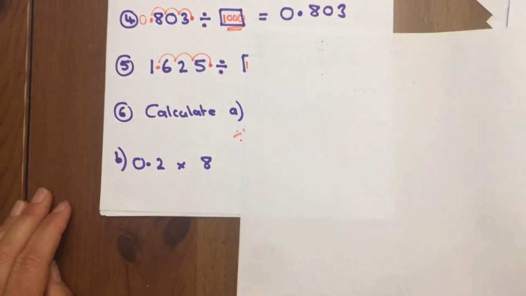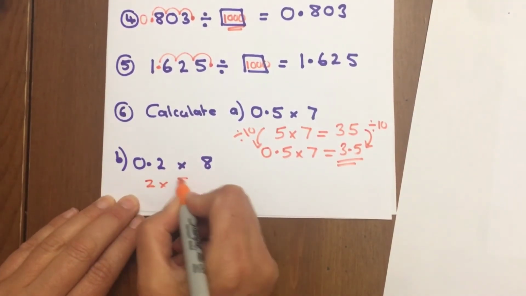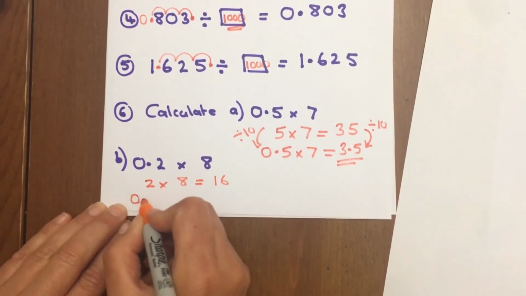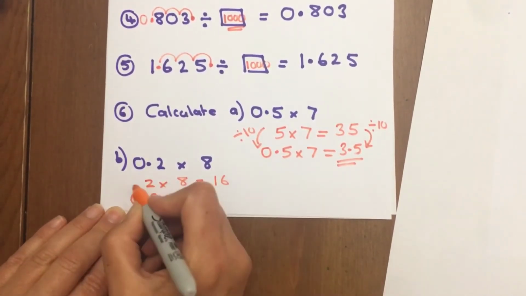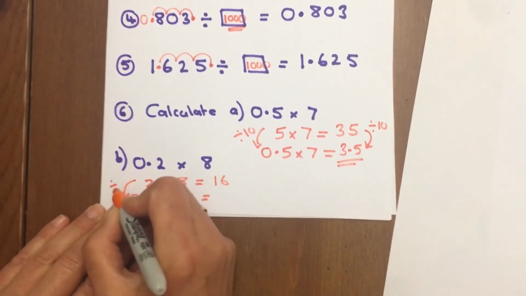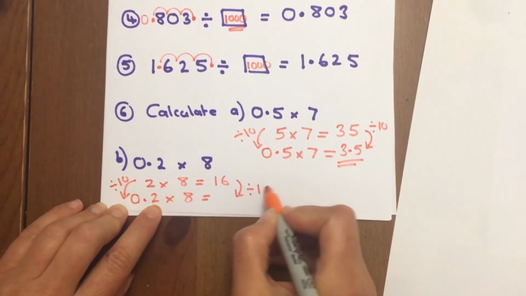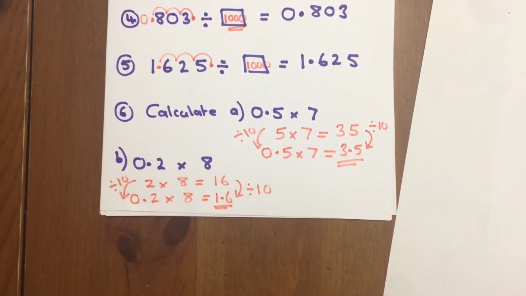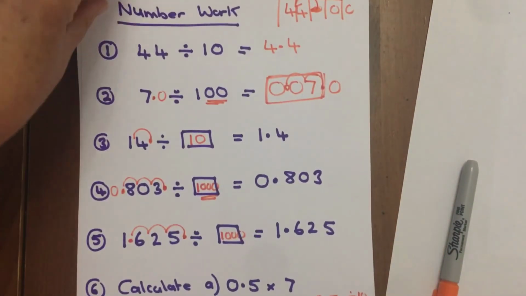Okay, what about this one? Well, first of all, I do 2 times 8 is 16. But I don't want 2 times 8, I want 0.2 times 8. So this is 10 times smaller. Yeah, so my answer will be 10 times smaller. So 1.6. Okay, I hope this is all coming back to you, all this work that we've been doing.